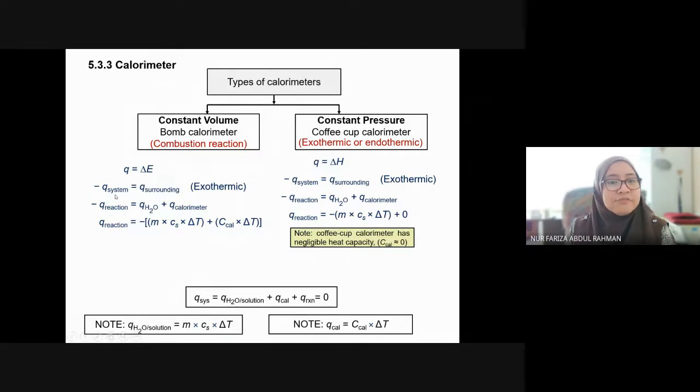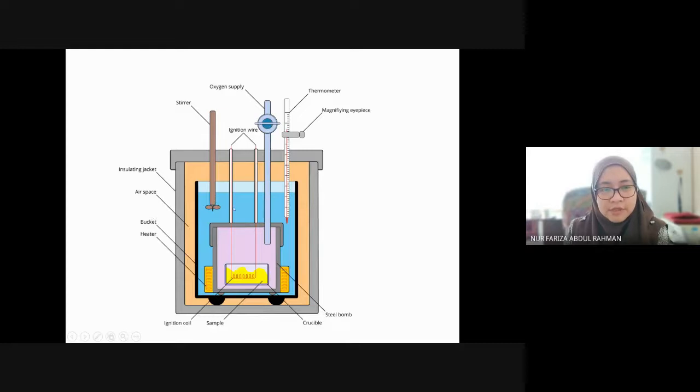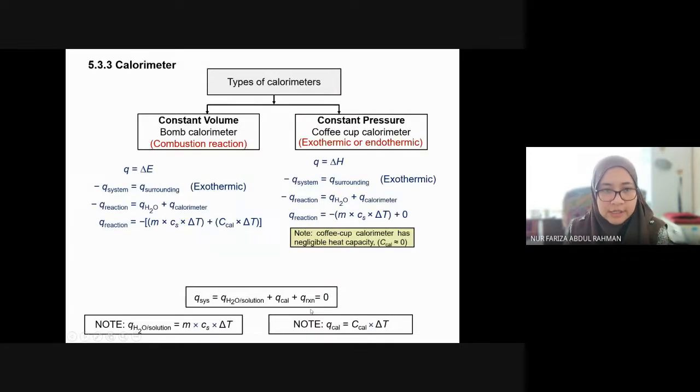And then you define, what is your system? Reaction itself. Right? And then what is the surrounding now? H2O, this one is also subject to bomb calorimeter because there is water there. Okay, sometimes the water is already included in the bomb itself. So it depends on the information given. Okay, Q calorimeter of course. This we have to consider because other than the water, the calorimeter also accepts the heat. Okay, same for coffee cup. Same. Q reaction, QH2O plus Q calorimeter.